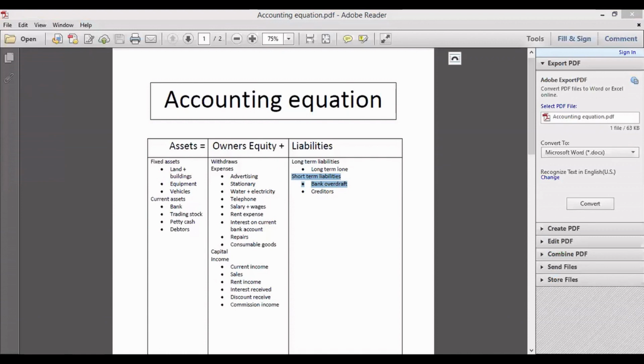I know I went through it pretty quickly, but I hope you can see how I have used this table right over here to guide me in classifying the different types of accounts.